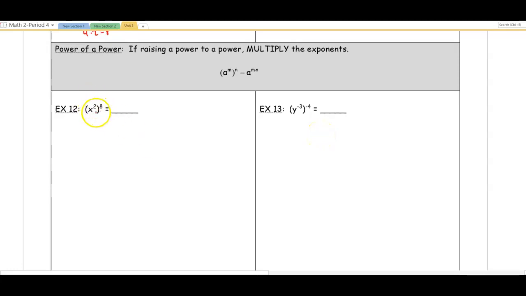Power to a power. X to the second to the 8th will give you x to the 16th. Boom, done. Remember, multiply the exponents. Y to the negative third to the negative 4 is y to the 12th. Right? Done.